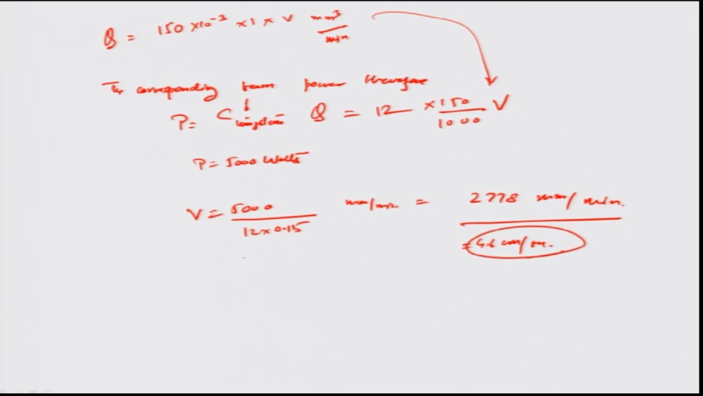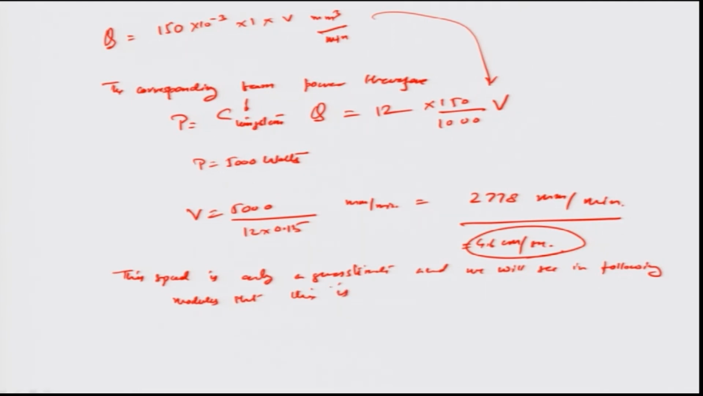So, this speed is only a guesstimate. And we will see in following modules that this is quite low compared to the actual speed. We will try to do some dimensional analysis, and see if we can get an accurate version of the actual speed with all these different parameters, like the thermal conductivity of the workpiece, or the beam temperature, which comes at the melting point of the material, and so on and so forth, which come together in a more consolidated and analytical form.